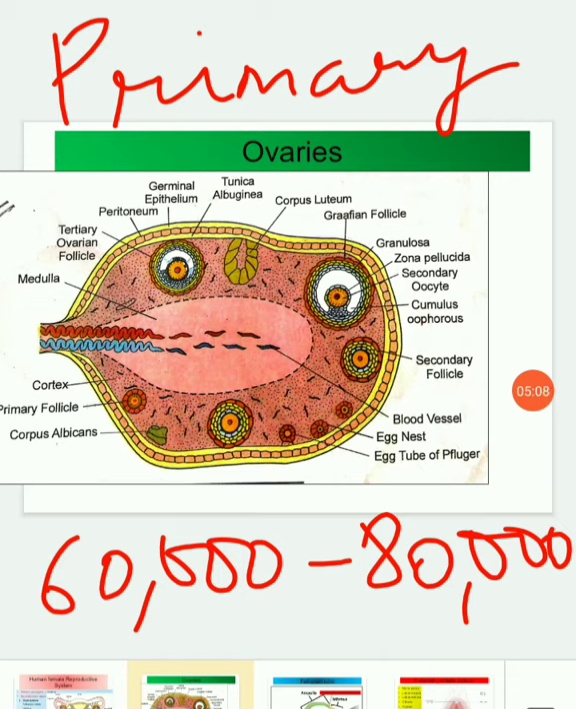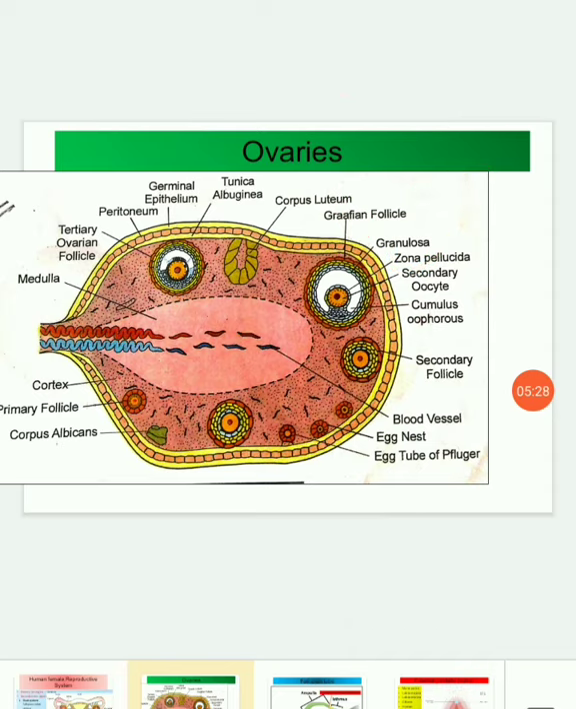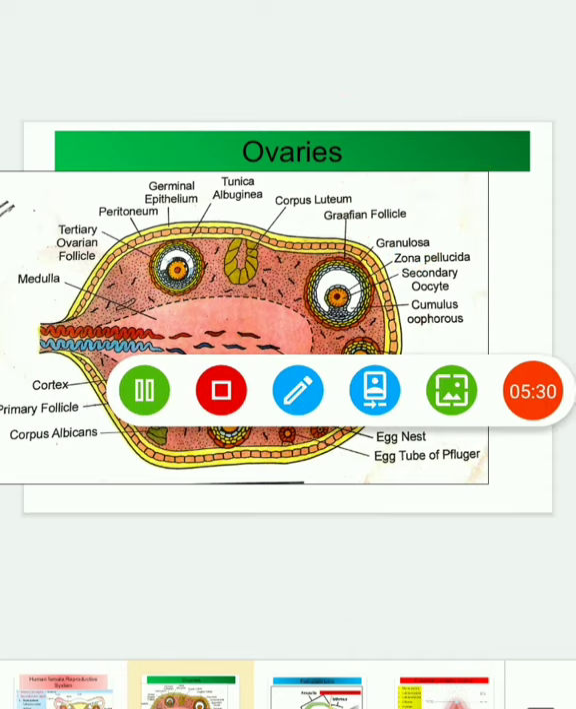Further, during the whole life, these follicles degenerate at various times, and at last only 450 primary follicles remain, which further go for development and ultimately the formation of the female gamete, or the ovum. So this is the primary follicle.